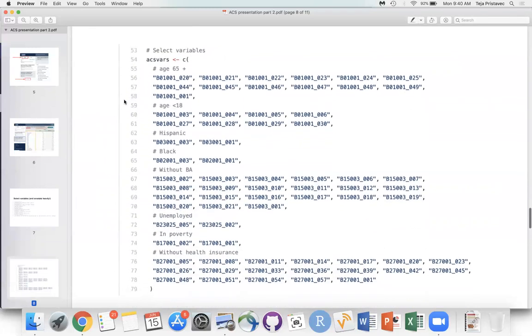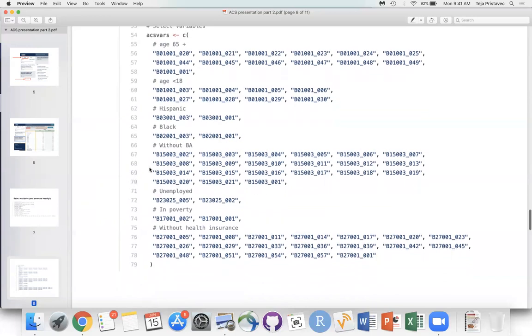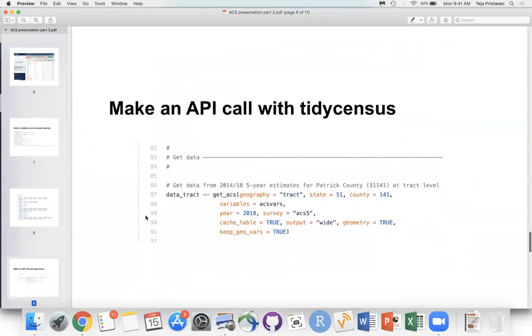Then if you're working with tidy census, one thing to not clog up your API call would be to assemble your variables into a separate vector that I'm calling here ACS variables. And I'm just saying, okay, for age 65 plus, here's all the variables that I'm going to need. For Hispanic, here's the variables that I'm going to need. For Black, blah, blah, blah. I outline them all. I annotate this so that when I go back to my code 3 months from now, I know exactly what this refers to. I put it all into a vector, and then I make my API call.